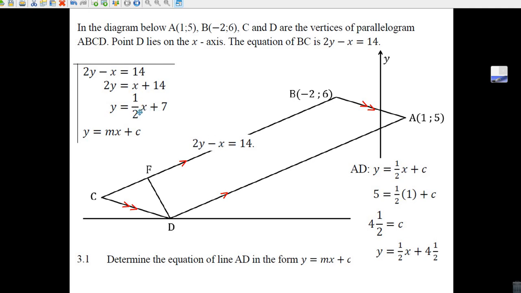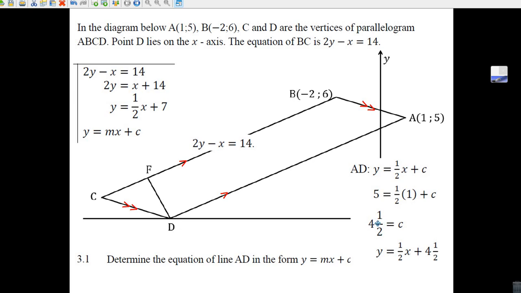That's in the form y equals mx plus c. Well, now we've got the gradient. Because it's parallel, it has the same gradient. So it's y equals a half x plus a different y-intercept than the line BC has. So all we have to do is take x is 1, put that in there, 5 in for y, and then solve it. And then you get 5 minus a half is 4.5.